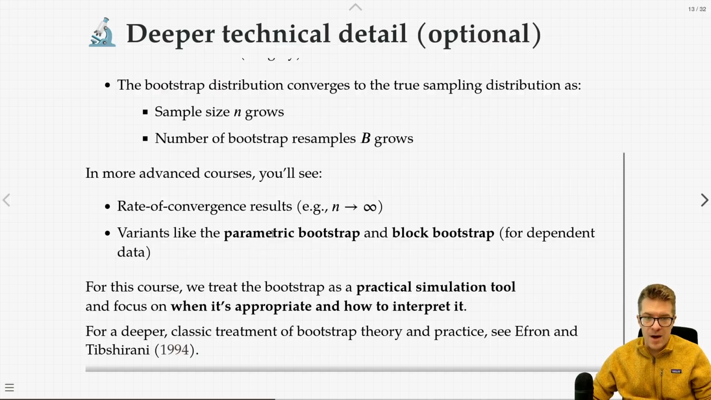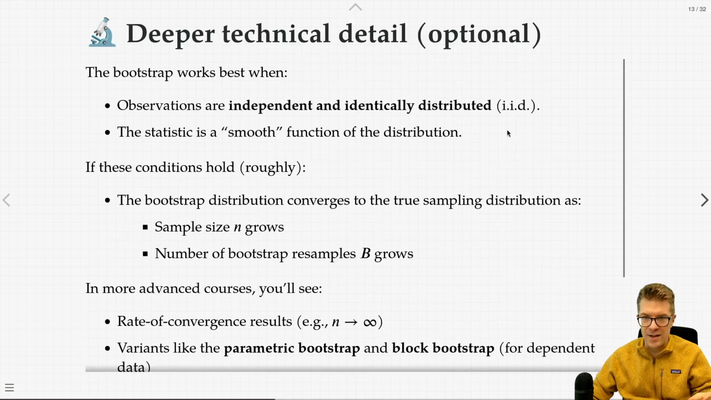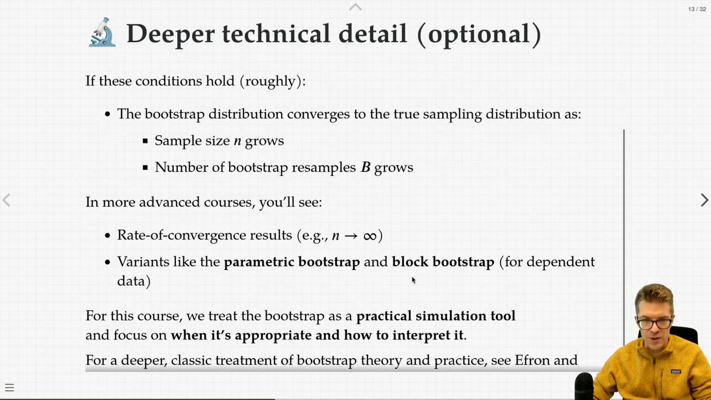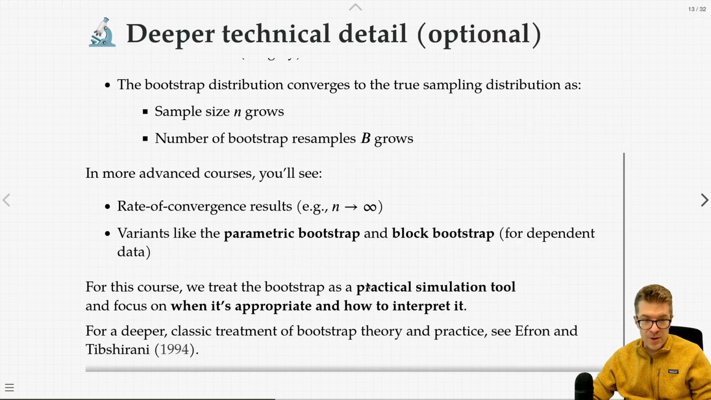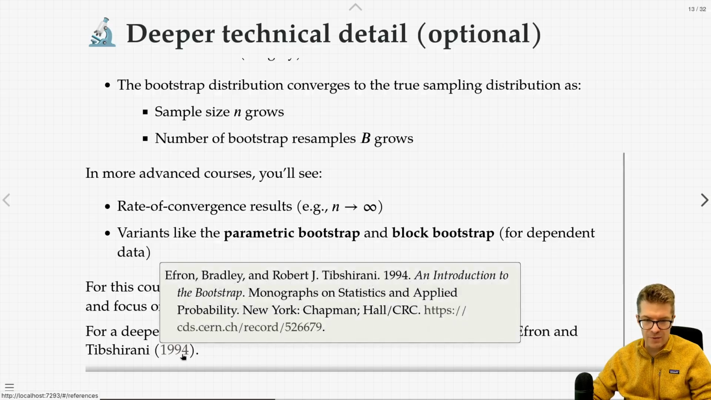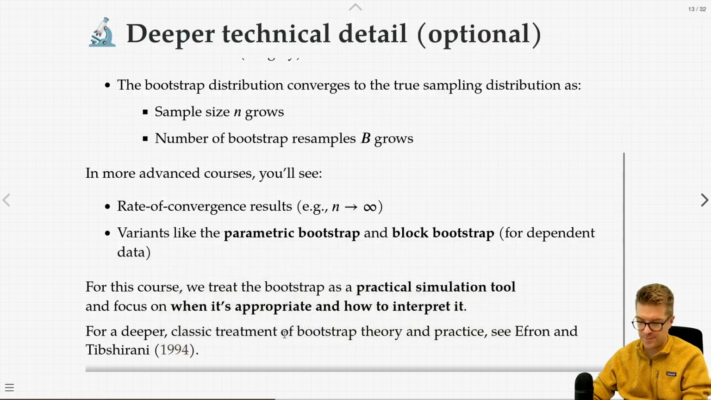And then there are other variants. There's a parametric bootstrap and there's block bootstrap for data in which the IID, independent and identically distributed, assumption doesn't hold. There are different versions of what we're talking about here that are a bit more advanced, but obviously that's a discussion for some other time. So for this course, we're just treating bootstrapping as a practical simulation tool and focusing on when it's appropriate to use it and how to interpret it at a very high level. But again, it's always good to go deeper. And there's this classic treatment of it from 1994 by Efron and Tibshirani. So you can check that out at this link.